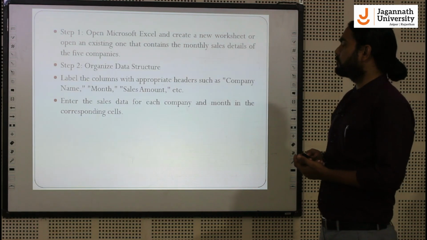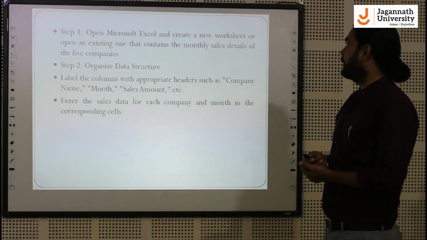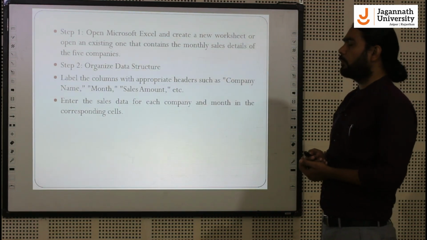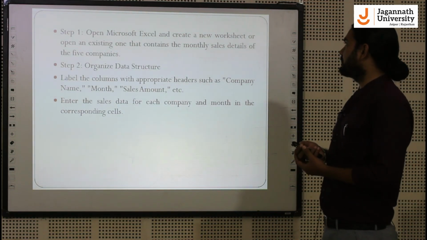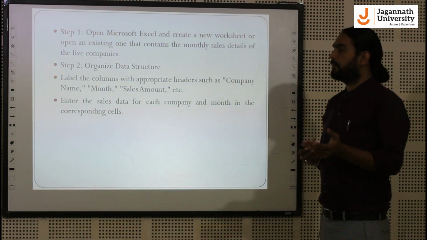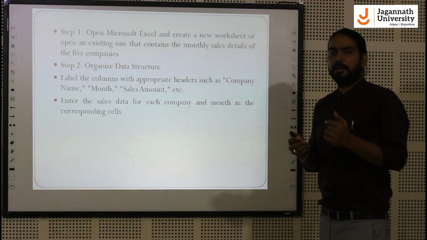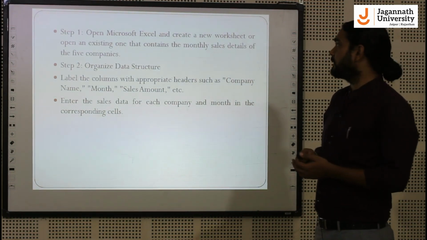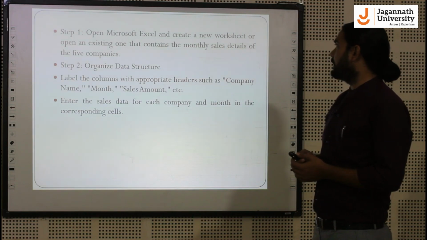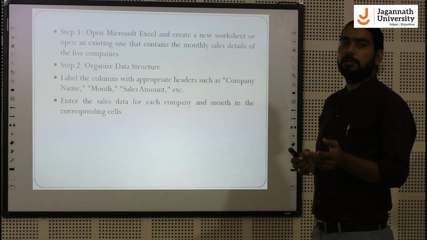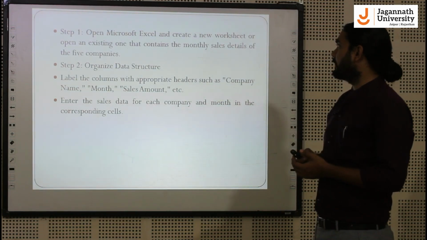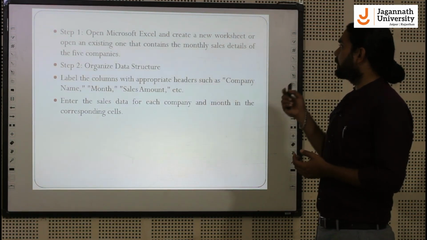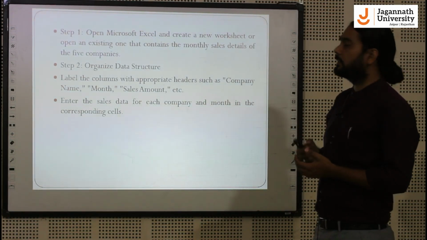Step number 1. First of all, open Microsoft Excel. Create a new worksheet or open any existing one that contains the monthly sale details of the 5 companies. First of all, we will create an Excel sheet or open an Excel sheet that contains the data. Basically, first we gather or enter the data in an Excel worksheet related to the 5 companies and the monthly information.